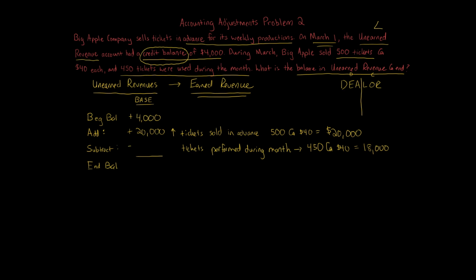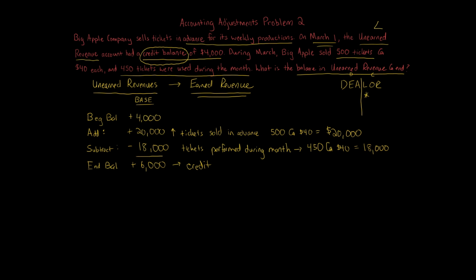So we subtract that 18,000, and when we do this calculation, our ending balance is going to be $6,000. This is a positive 6,000. Remember DEALOR, unearned revenue is a liability. Liabilities increase on the credit side. So this is a $6,000 credit balance.